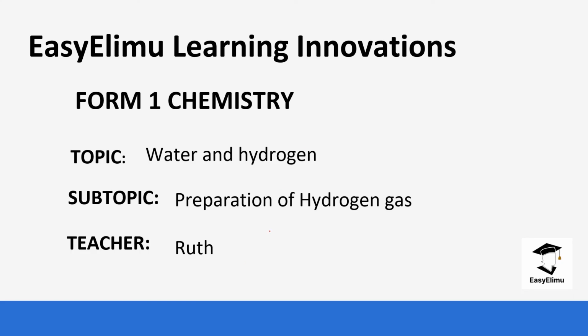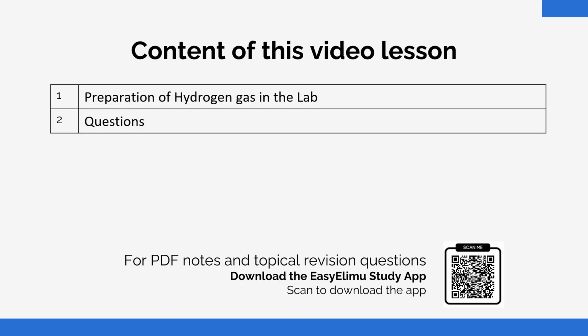My name is Ruth, and today we are going to be looking at Form 1 chemistry, and we are going to be paying attention to the topic of water and hydrogen. And specifically, we are going to be discussing the preparation of hydrogen gas in the laboratory, and then finally look at the properties. But as for this lesson, we will start by first looking at the preparation of hydrogen gas in the lab, and then we are going to dive into some questions.